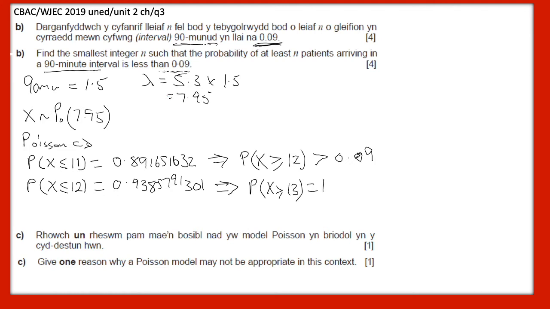And clearly the remaining probability, the probability that x is greater than or equal to 13, is going to be 1 minus that 0.9385791301. I'd love to know why that does that. It's something to do with the controls on this keyboard, but hey. And therefore the probability that x is greater than or equal to 13 is less than 0.09. Therefore my result is n is equal to 13.